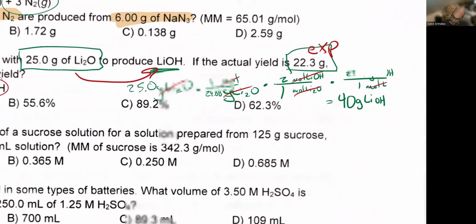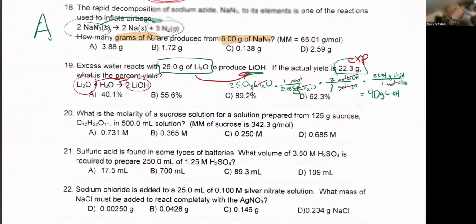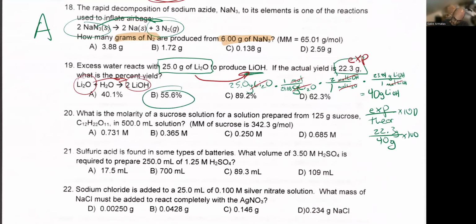So percent yield equation is going to be your experimental divided by your theoretical times 100. So in this case, it is going to be 22.3 grams divided by 40 grams times 100. So 22.3 divided by 40, just over 55.75%. So this 19 should be B. Again, I rounded a bunch, so the number is not going to be quite perfect, but you get the point.